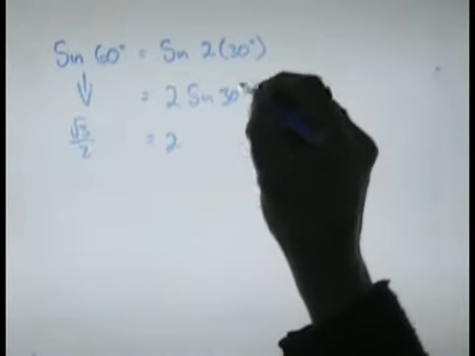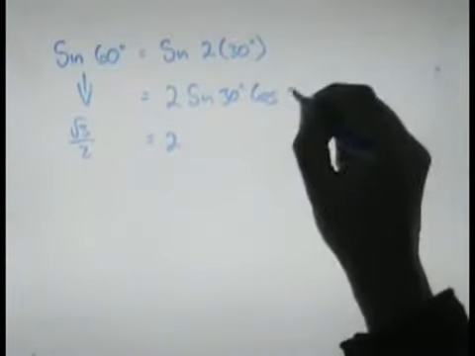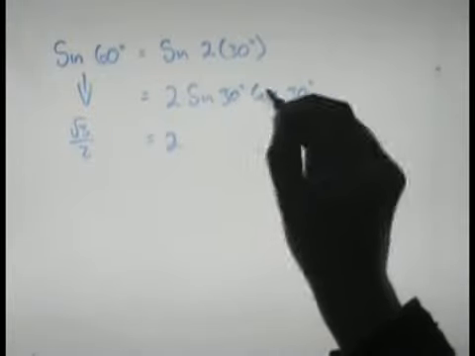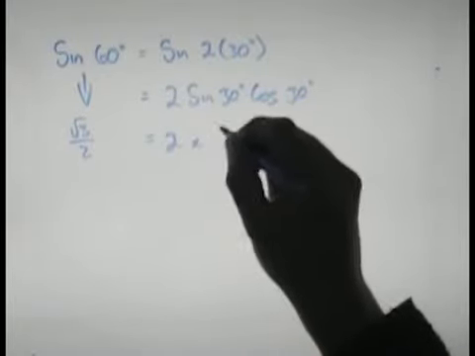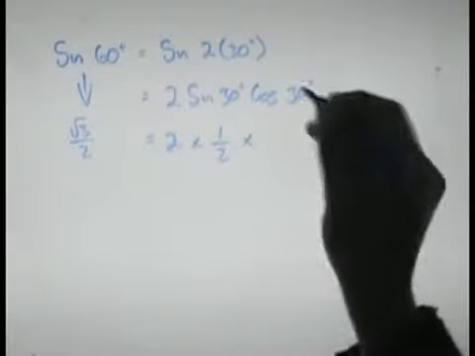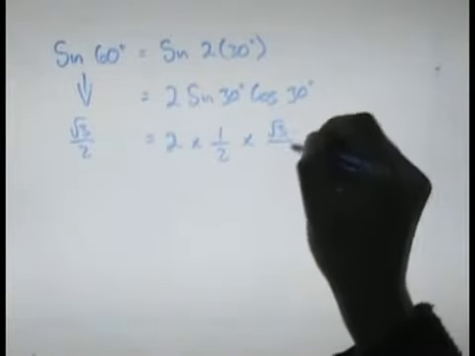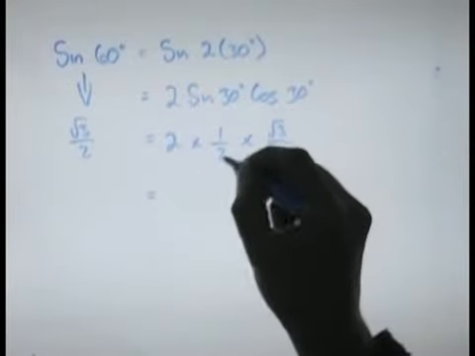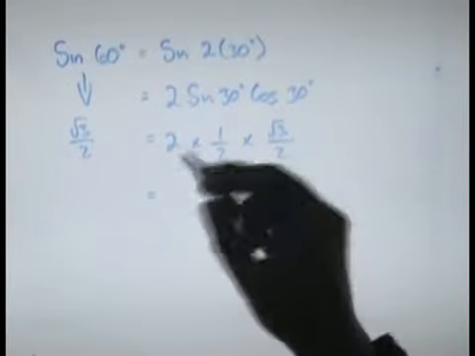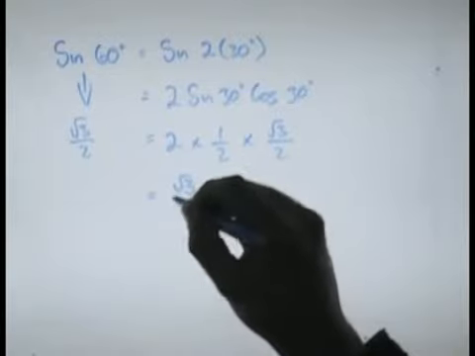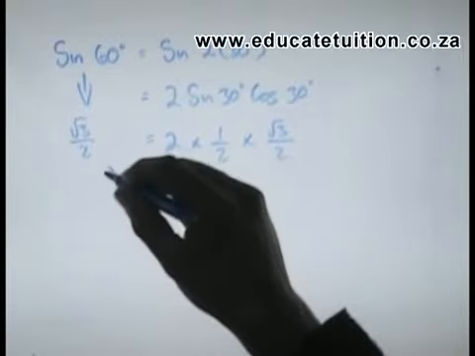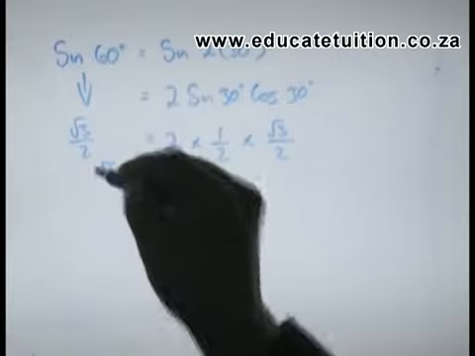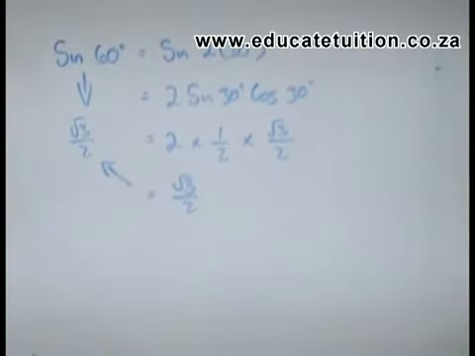But it's not theta in this case, it's 30 degrees. 2 times sine of 30 would be 2 times 1 over 2. Cos of 30 is root 3 over 2. 2 times a half is 1, times root 3 over 2 is just root 3 over 2, which is the exact same thing as sine of 60.